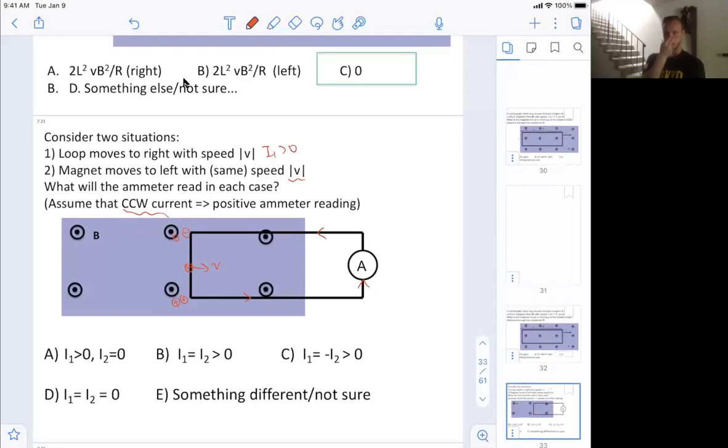You sort of use the view of relativity, that in relativity these two motions are not all that different. The loop moves to the right, and relatively it's just like the magnet moving to the left. All this is doing is a shift of reference frame, and the two should give you the same physical results. And indeed, B is correct.